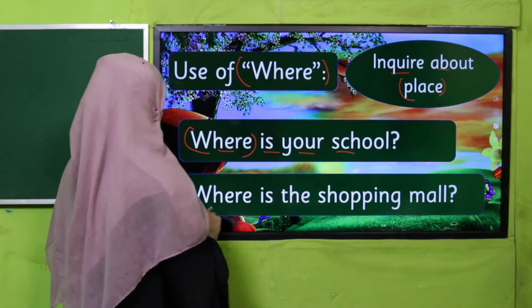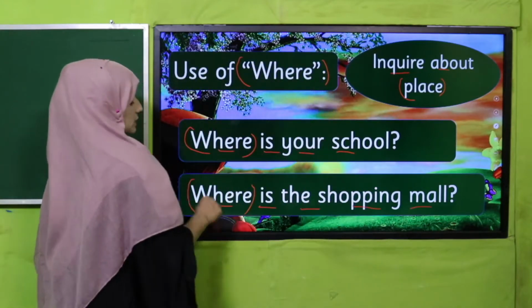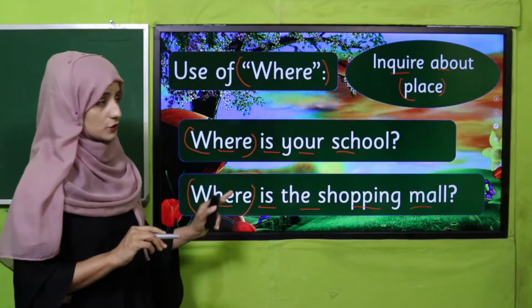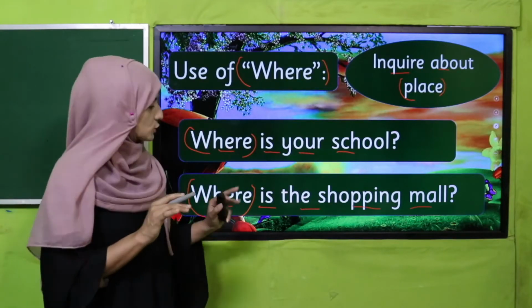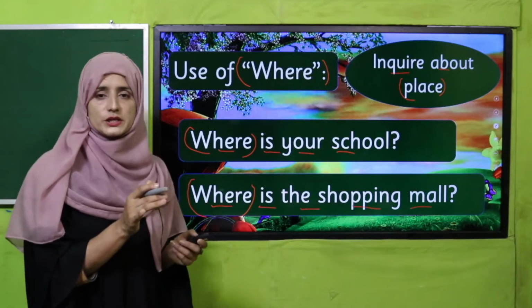Next is, where is the shopping mall? See there, a shopping mall is also a place, and we have used where. So this is the way we can use question words when we are inquiring about a place, and which type of question words we have to use.